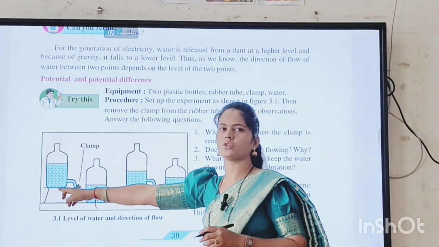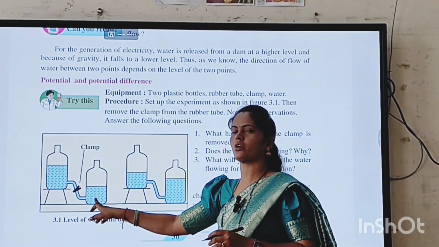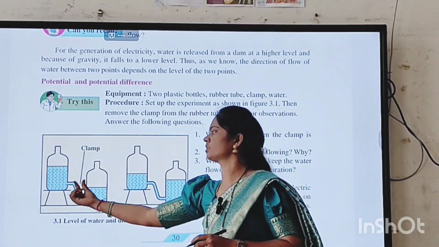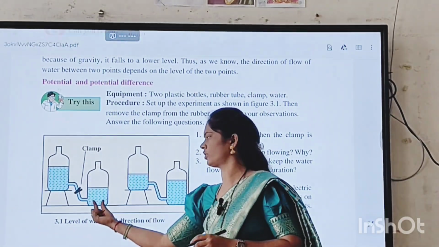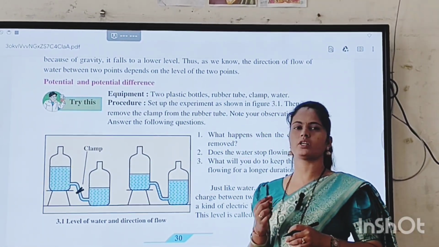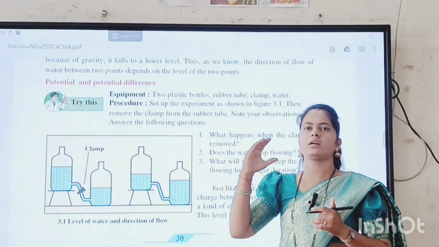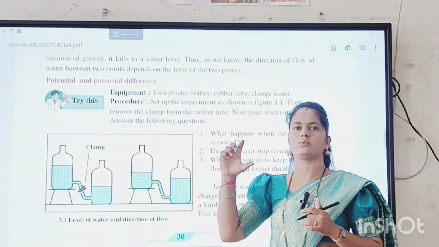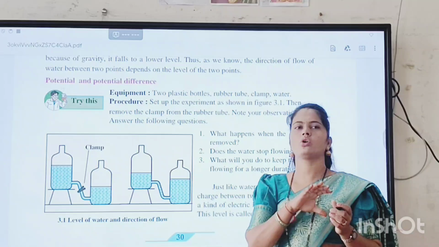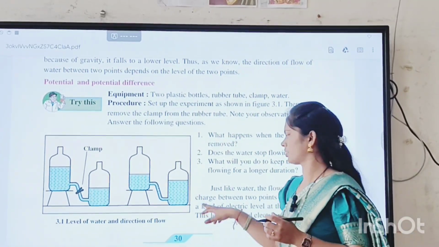Here one diagram is given for you, showing the level of water and direction of flow. Here the higher potential water is there and this bottle contains the lower potential. The flow of water from this bottle to this one is called potential difference. It means water flows from where the concentration is more to the lower concentration water bottle.